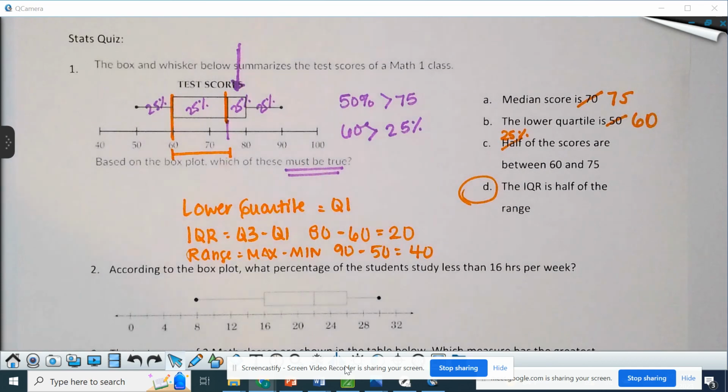Do you guys have any questions about that question or what we just did? Is it making more sense than it did the first go round maybe?